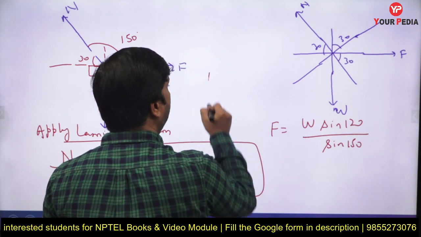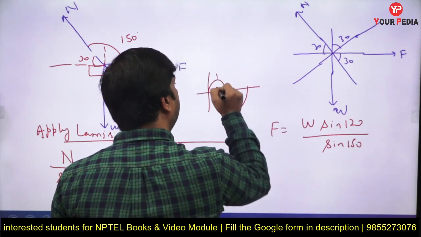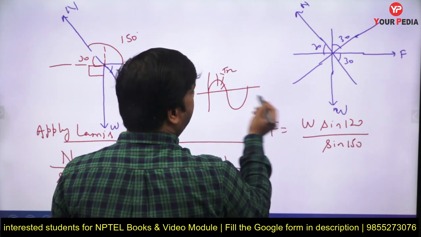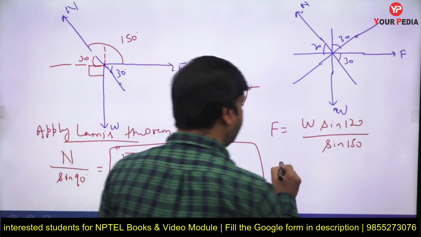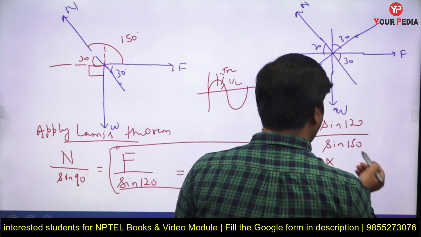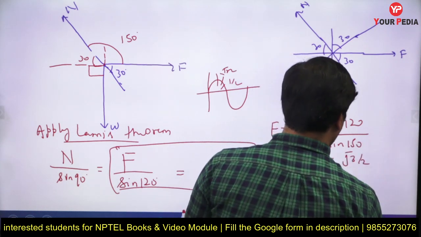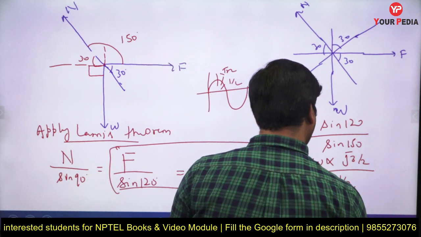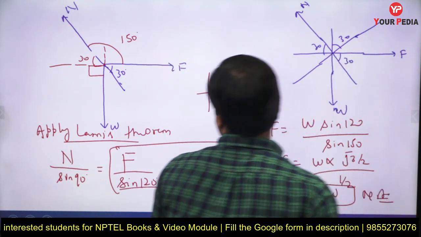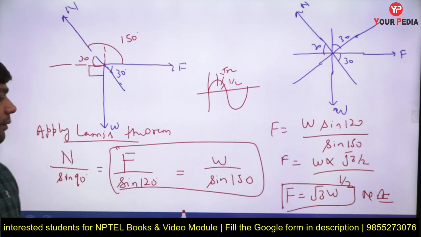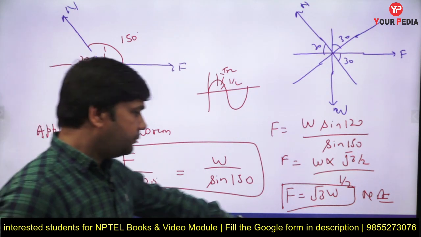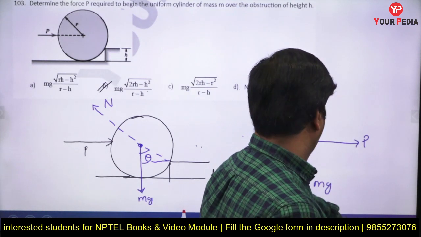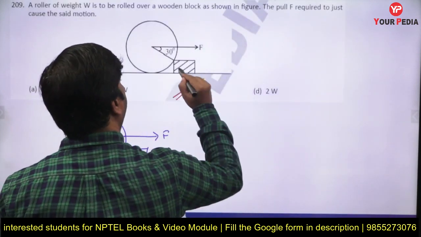For that you can easily draw the circle of a sine. Sine 120 is root 3 by 2 and sine 150 is how much? 1 by 2. So you can write the answer F equals W into root 3 by 2 upon 1 by 2. So you get the value root 3 W Newton. You can see how easily you can solve this type of numerical using Lami's theorem. So the answer of that question is root 3 W.